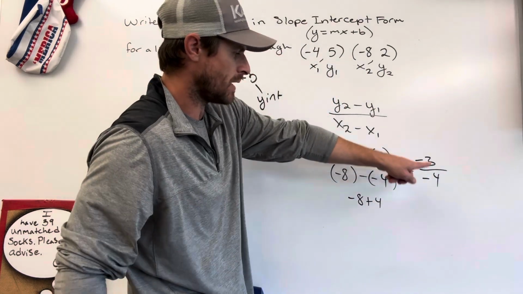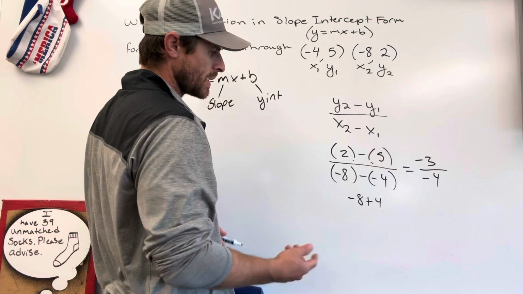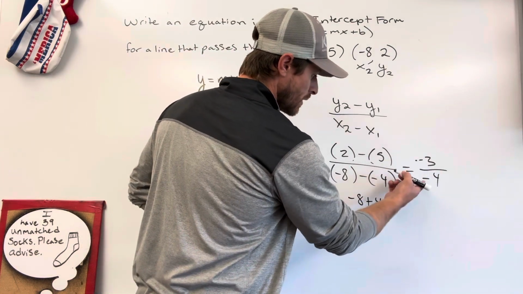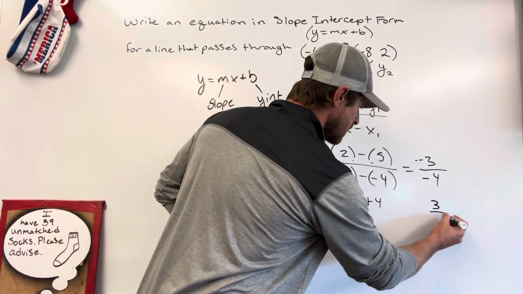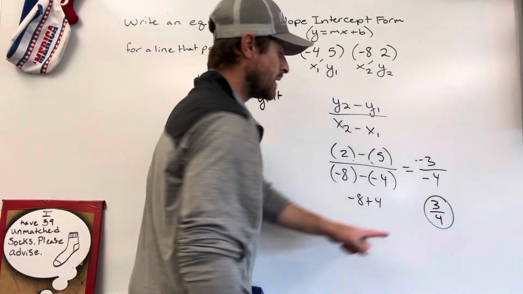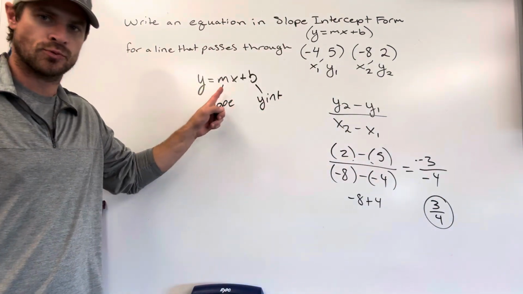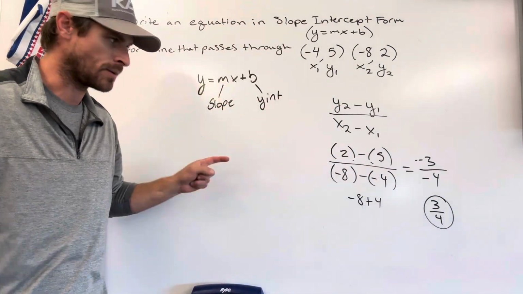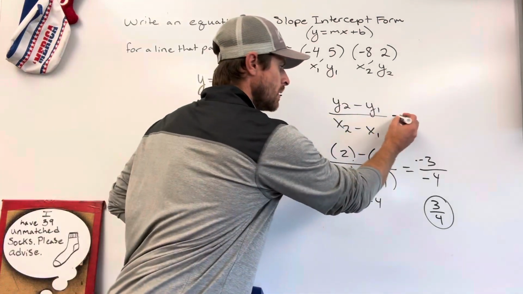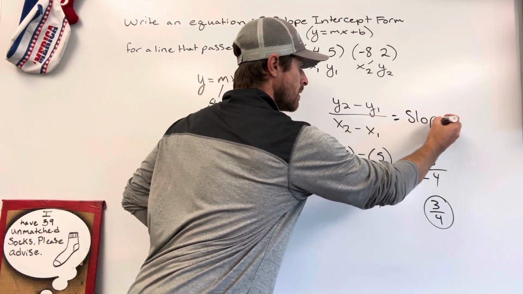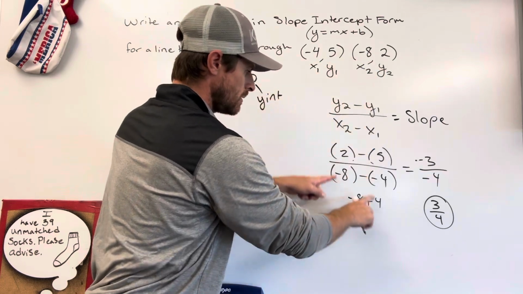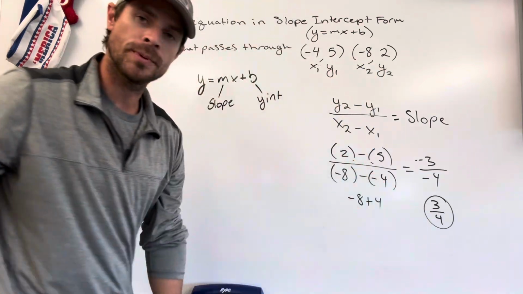Now a negative divided by a negative is a positive, so I can just change negative 3 over negative 4 to 3/4. We now know what our slope is. We know the m to our equation. Remember, this is the slope formula. This will give us our slope. We plugged the information in, worked it out. So our slope is 3/4.